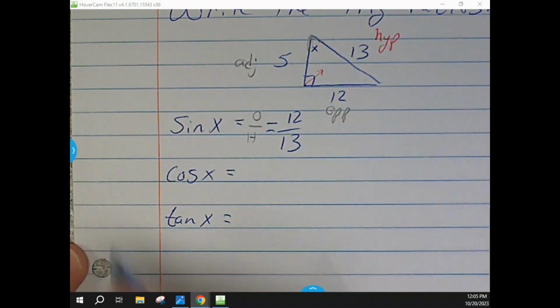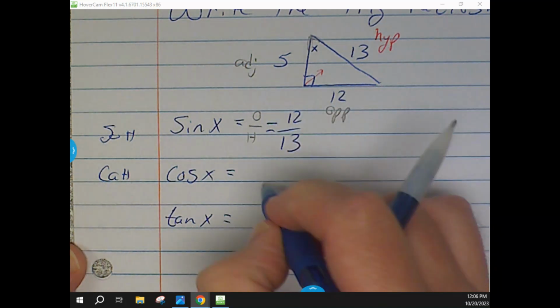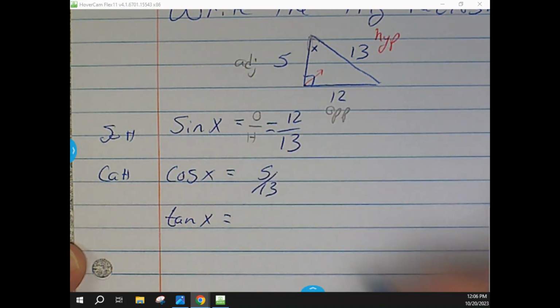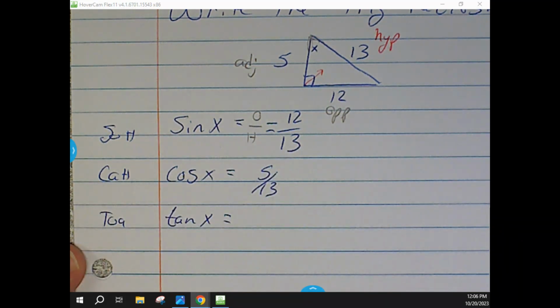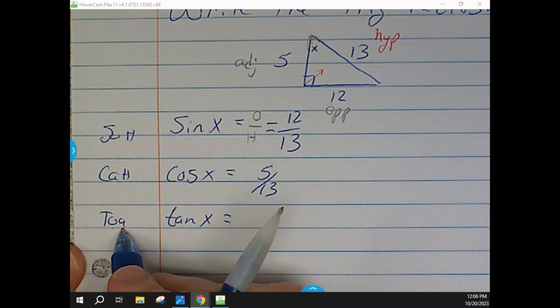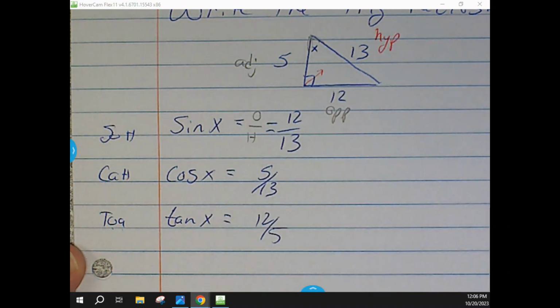So sine is opposite over hypotenuse. Cosine is adjacent over hypotenuse. So that's the A over the H. So that's 5 over 13. And then tangent is the opposite over the adjacent. So that's 12 over 5.